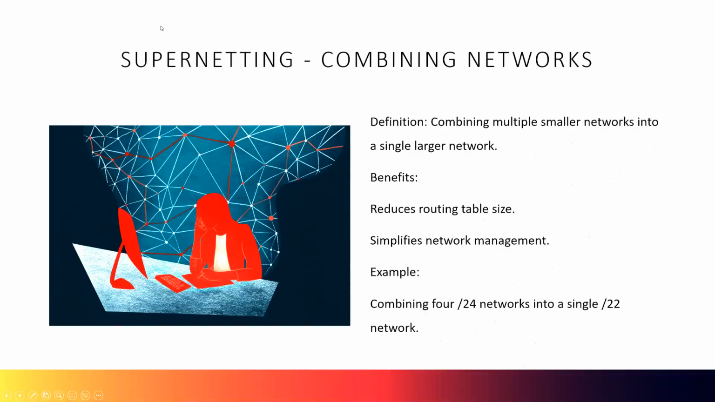To continue on, we will cover supernetting, which is the combining of multiple smaller networks into a single larger network. It has a multitude of benefits like simplifying routing table entries. It reduces routing protocol traffic, and overall improves routing convergence time. An example would be combining those two networks, /24 and /22, into a single network.